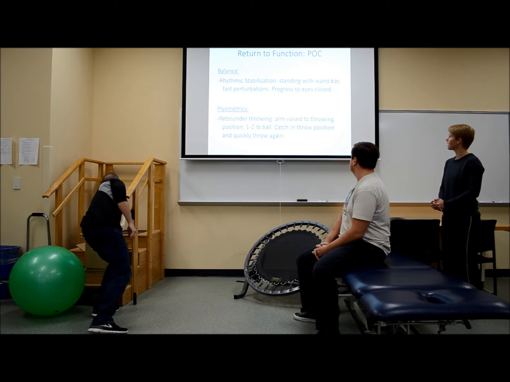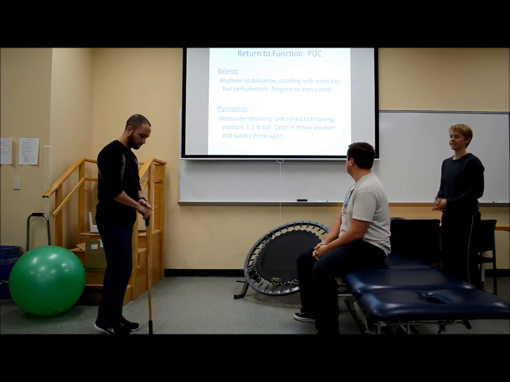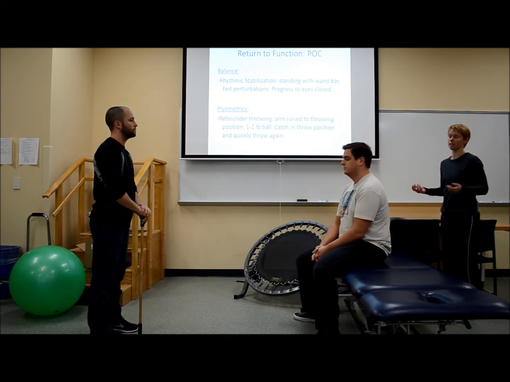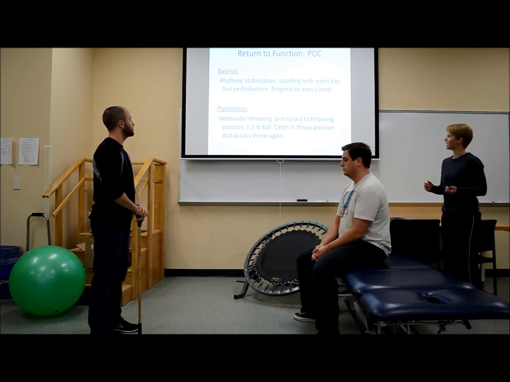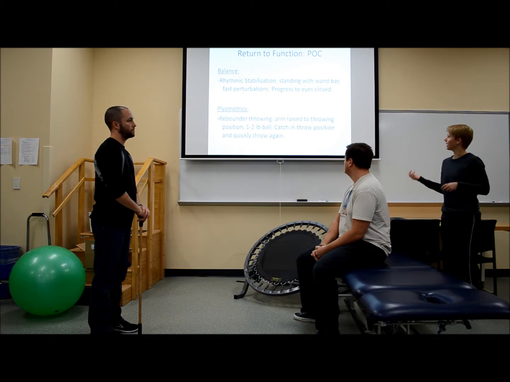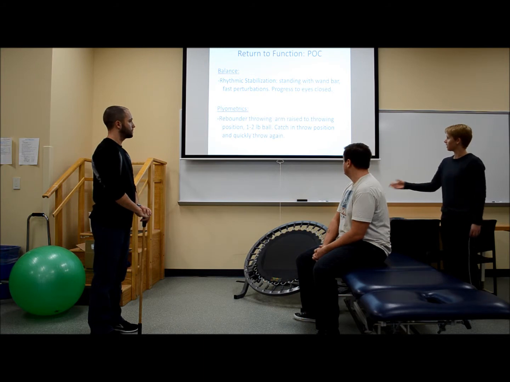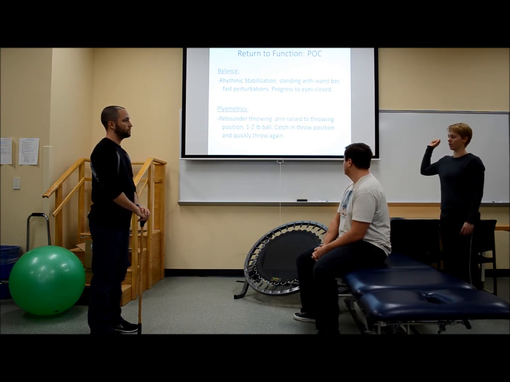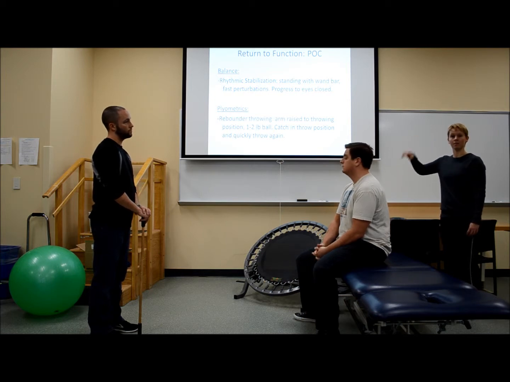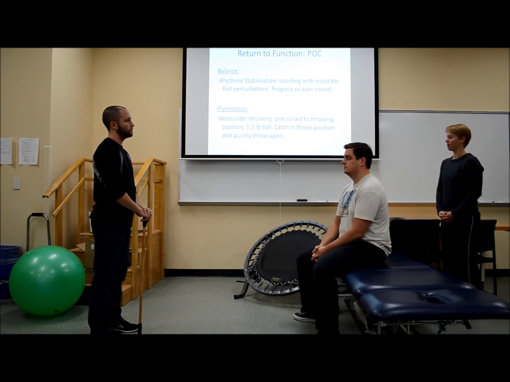For balance exercise, we're going to be doing basically the same thing that we were doing before with the rhythmic stabilization with the lawn bar. This time we're really moving to fast perturbations, challenging her even more. That could be progressed further to closing the eyes as well. As far as a plyometric exercise, we're going to be using the rebounder here. She's going to be doing some throwing, catching in a throwing position and doing that quickly to work on that quick grab and release. And we'll be demonstrating that.